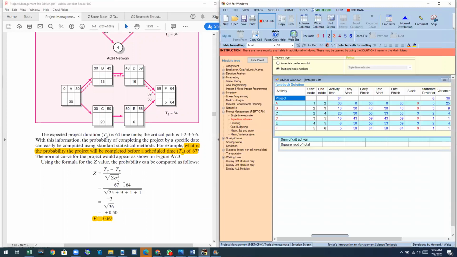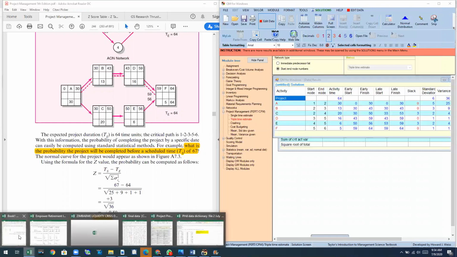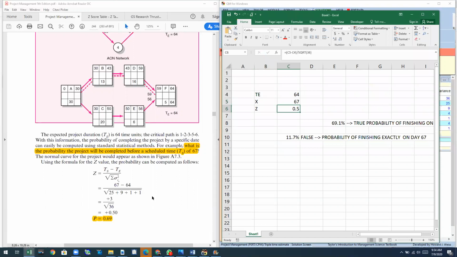So 67 minus 64 is 3, divided by the square root of the variance of the project, or the standard deviation of the project, which is 6. If we do that, we get a z value of 0.5. So you can use the z table to find the probability.